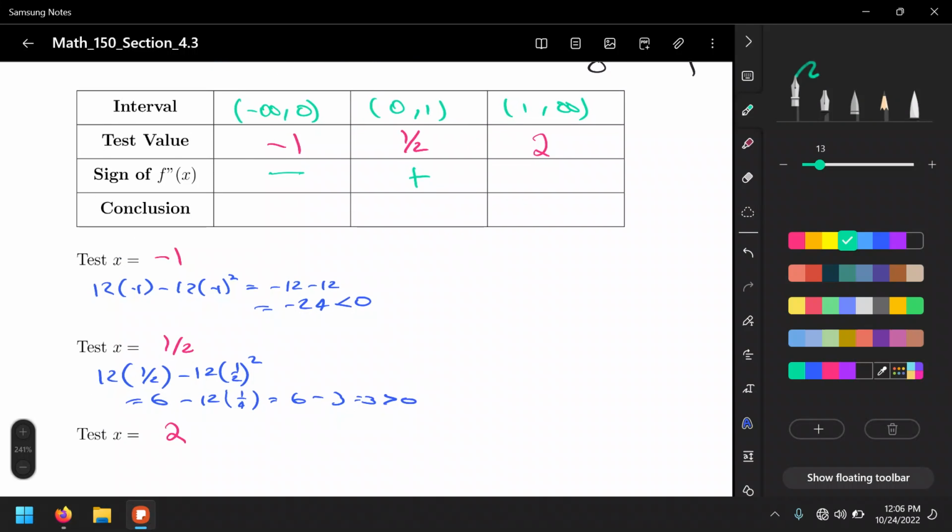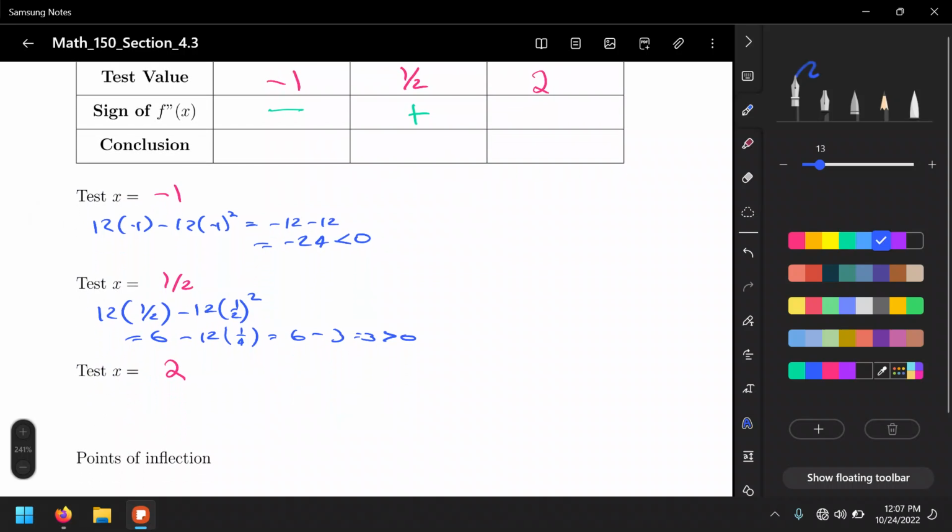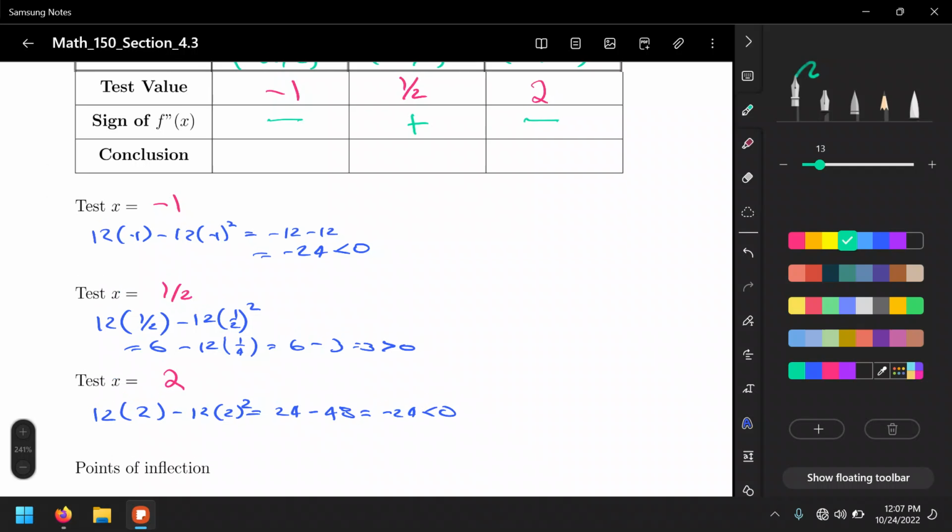And let's finally test x equals 2 in the second derivative, 12 times 2 minus 12 times 2 squared. So this will be 24 minus, okay, 2 squared is 4, 12 times 4, that's 48. 24 minus 48 equals -24. And in this case, this is negative. So write down a negative sign.